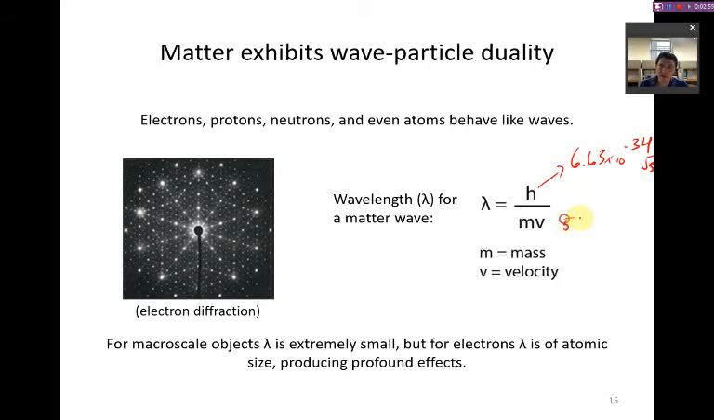If you have a mass of, let's just say, 50 kilograms and a velocity of 1 meter per second, that's going to be a wavelength on the order of 10 to the minus 35 meters. That's minuscule. There's no way you could get something that small. And so the wavelength of a human being is essentially meaningless. But when you look at the wavelength of an electron, it's much, much closer to the actual size of the particle. And therefore it behaves profoundly as both a particle and as a wave.